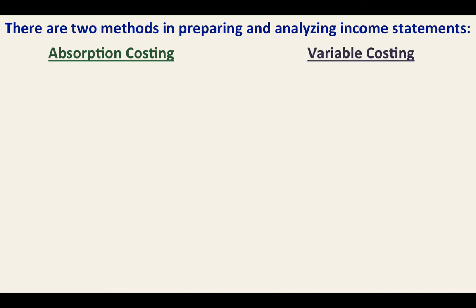Class, there are two methods in preparing and analyzing income statements. These are absorption costing and variable costing. Let's take a look at the differences between these two costing methods. The first one, absorption costing, is used only for financial reporting. Sa financial reporting, ginagamit itong absorption costing.